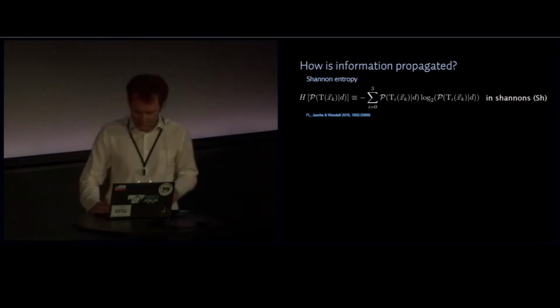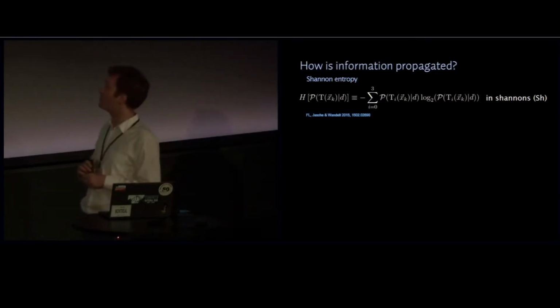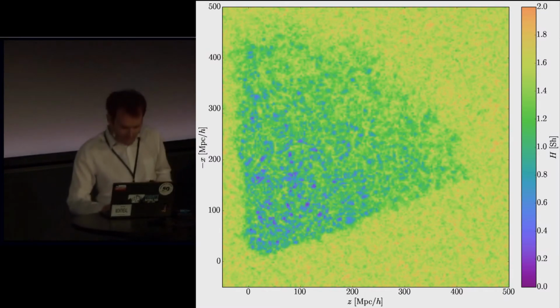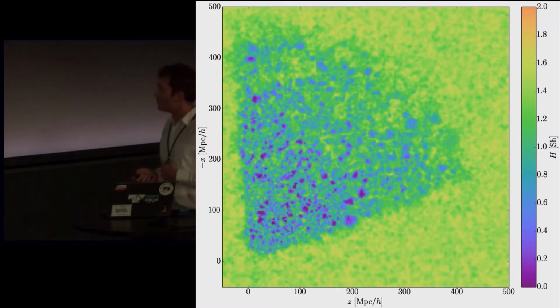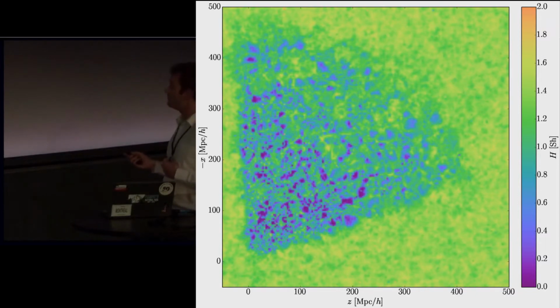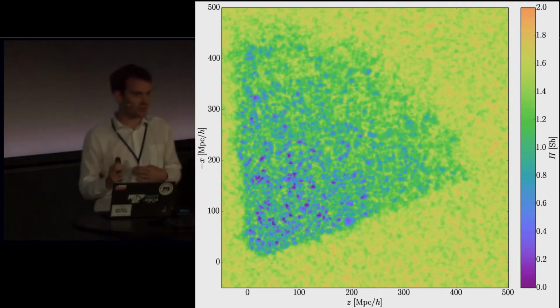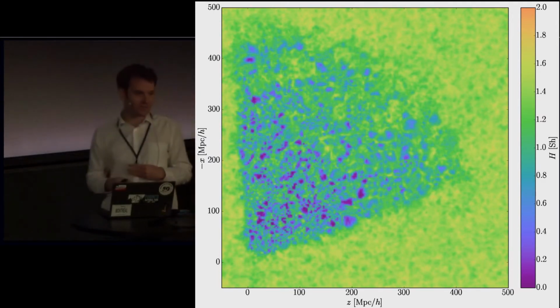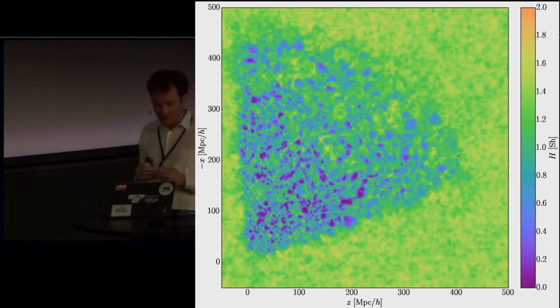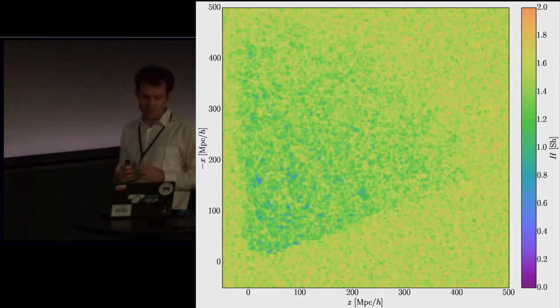And this is also something that we can map. So here it looks like this. Maybe we'll try to play it again. Right, so here we have a map of this Shannon information from 0 to 2, 0 corresponding to perfect identification of the structure type, 2 being maximum entropy, so maximum uncertainty in the structure type.